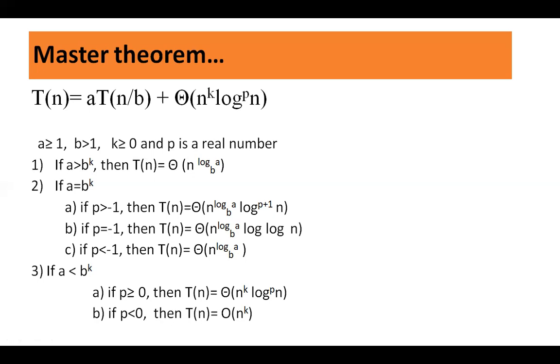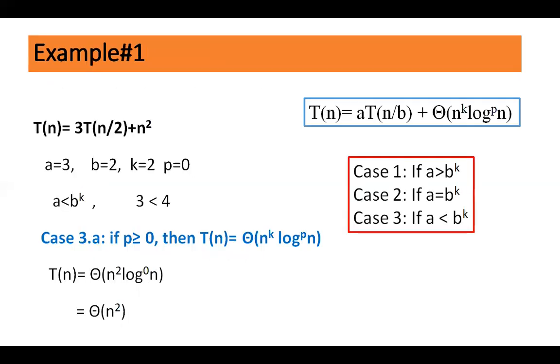Right now you might find it confusing, but when we go through the examples, it will become easier. So let us look at the examples. So here, given the recurrence relation, T of n is equal to 3T of n by 2 plus n square. This is the recurrence relation given, and you need to apply master theorem to this recurrence relation.